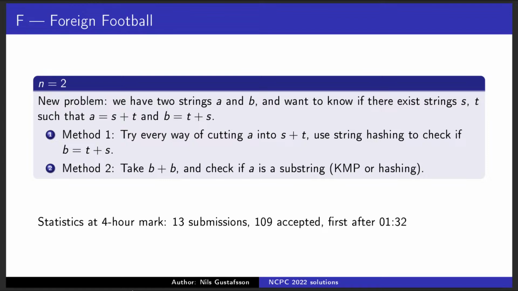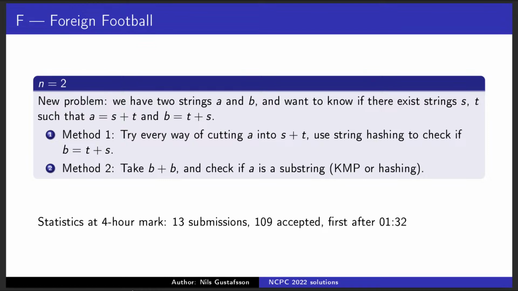We had a very similar problem to this in an old NCPC from 2013, I believe. So one way of doing it is to just try every way of cutting the first string into s plus t and use string hashing to check if b can now be written as t plus s. Using string hashing here, I think, is very convenient. It allows us to check for string equality wherever we want, and now it's quite easy to solve it.